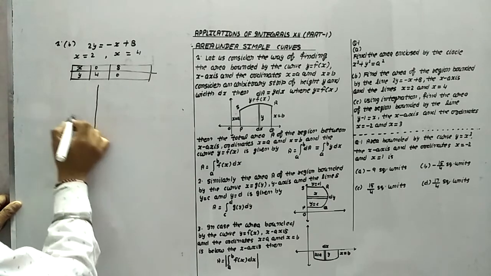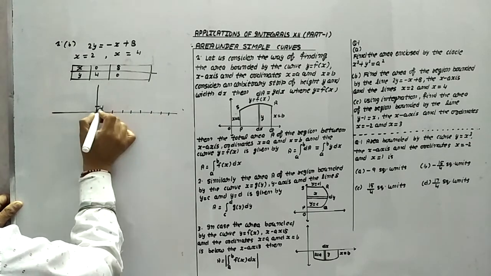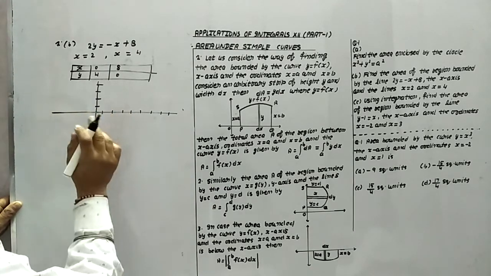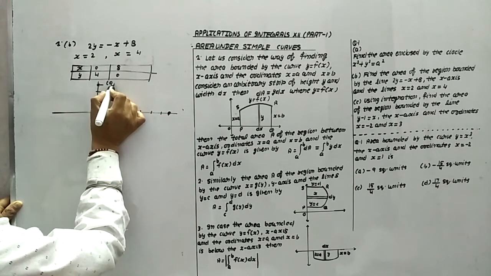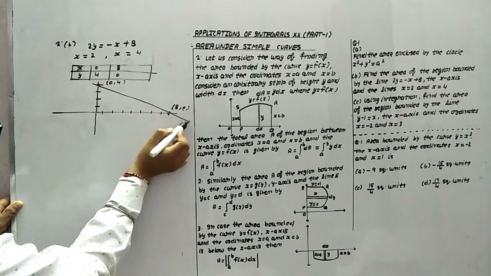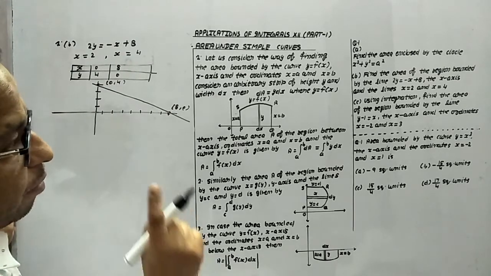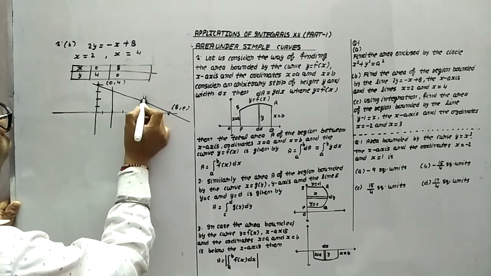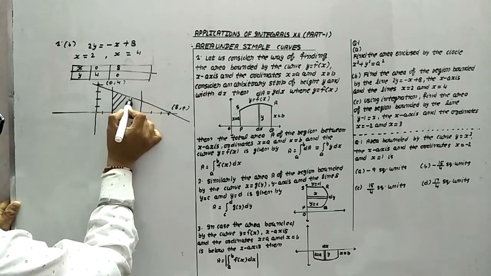First of all we will draw the figure, marking 1 2 3 4 5 6 7 8 on the x axis and 1 2 3 4 on the y axis. Now look at this thing. If x is 0, y is 4, and if x is equal to 8, y is equal to 0. So this point is 0, 4 and this is 8, 0. Now draw this line. This is the line for this equation. Now what they are saying is the lines x is equal to 2, which means this part, and x is equal to 4, which means this part. It means we have to find out the area under this curve, the area of this portion.